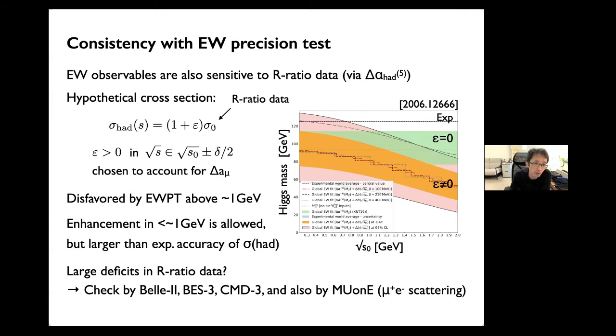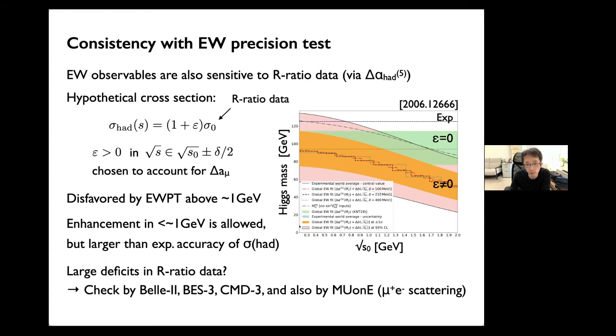So sigma 0 is the original one. The R ratio determines the R ratio data, and hypothetically, this cross section is magnified by multiplying by 1 plus epsilon. So epsilon is a positive parameter, and the position of the energy S0 plus minus delta over 2 is magnified. And this epsilon is chosen to account for the difference of the muon g minus 2, I mean, to account for the lattice result, say, for instance. So then we can estimate the electroweak observable.